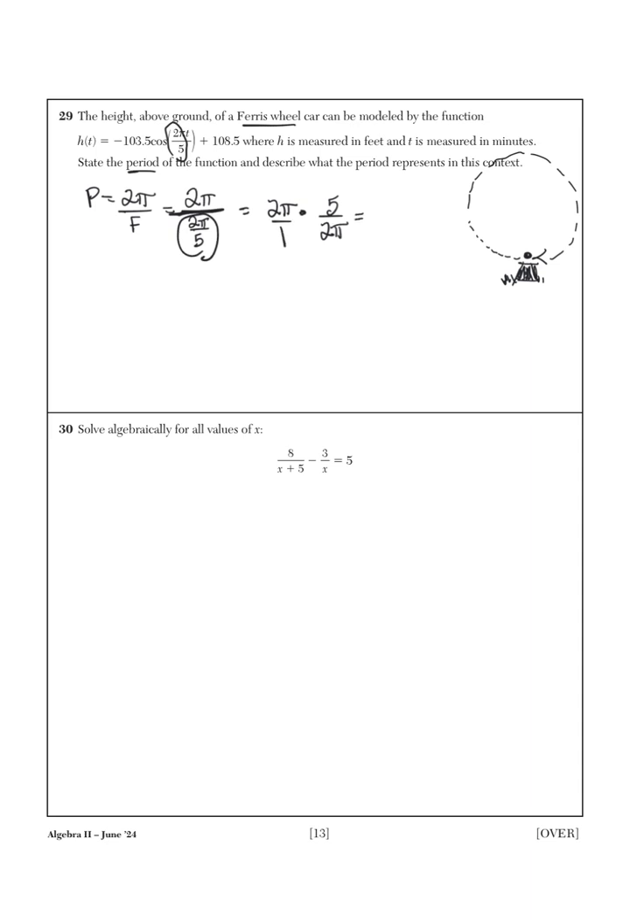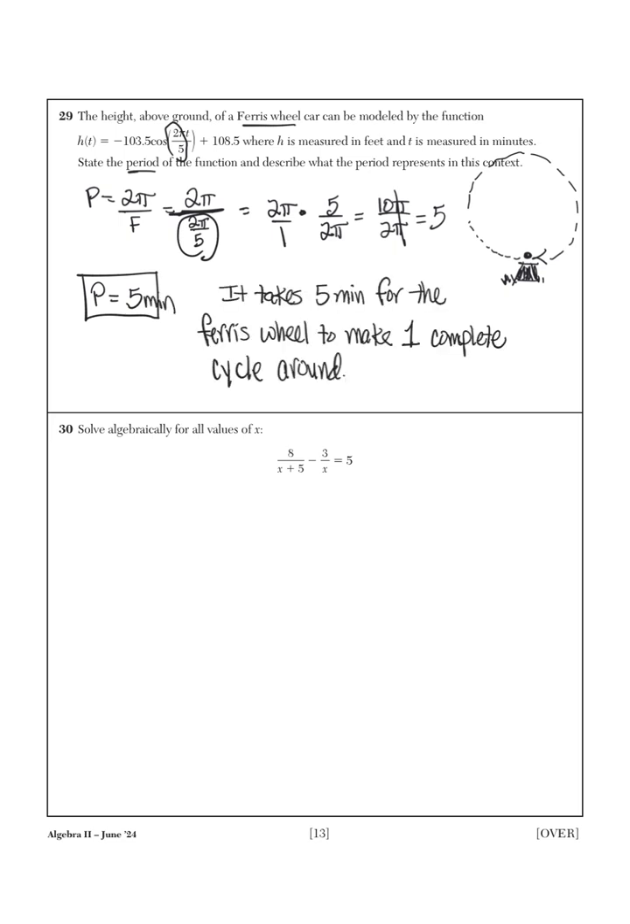So if you look at this, when we multiply fractions, we multiply numerator with numerator, denominator with denominator. So we get 10 pi over 2 pi. The pi's will cancel out, and 10 divided by 2 is 5. So what is the answer to this question? Well, the first part is they wanted to know what the period is, and the period is 5. Now, time is measured in minutes, so that would be 5 minutes. It does say to describe what the period represents in this context, so there's my sentence. It takes 5 minutes for the Ferris wheel to make one complete cycle around.